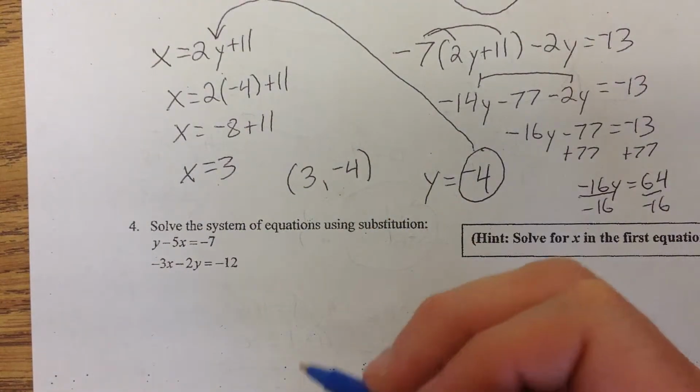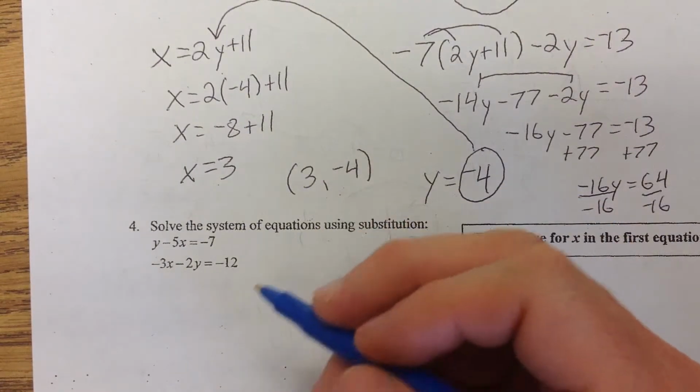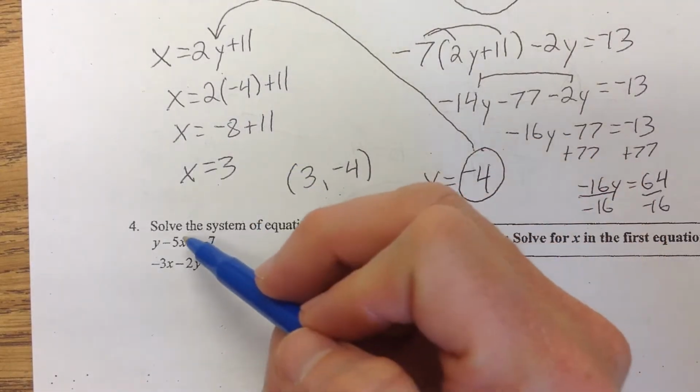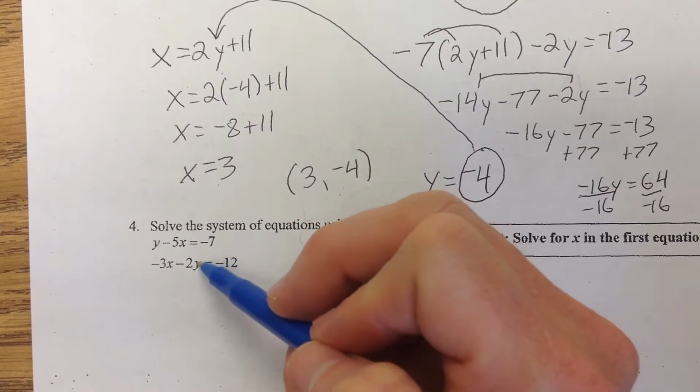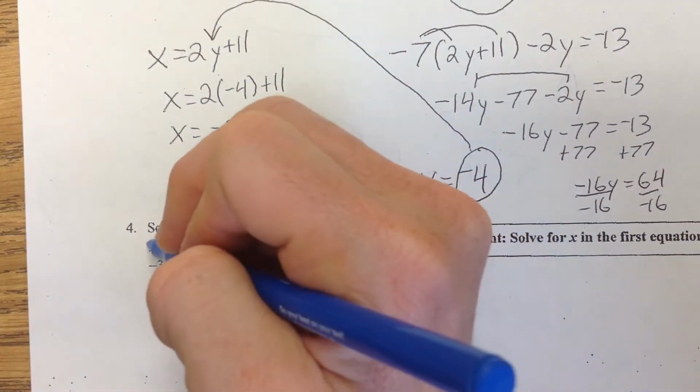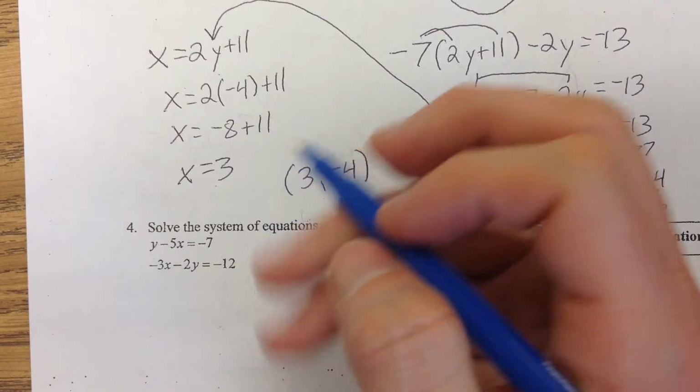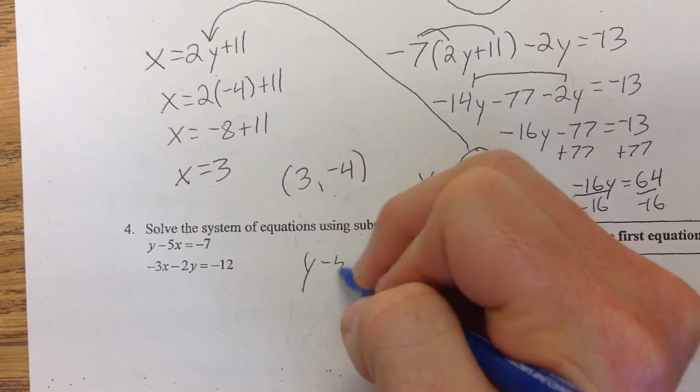We always want to pick the easiest one, and the easiest one is going to be the one where we don't have to divide. So here we would have to divide by a 5. Here we'd have to divide by a 3. Here we'd have to divide by a 2. Here, because it's a 1, we don't actually have to divide by anything. So we're going to take this equation.